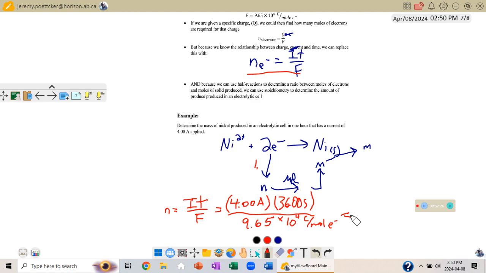And so we pump that into our calculator. Make sure you can actually do this. Actually put this into your calculator. Even though my 6 became funny and it looks like it's 36.00, it is not. It is 3,600. So 4 times 3,600 and then divide that by 9.65 times 10 to the fourth. Not negative fourth, though. And there we go. We end up with 0.14922 and so on moles. So I have 0.149 moles of electrons.